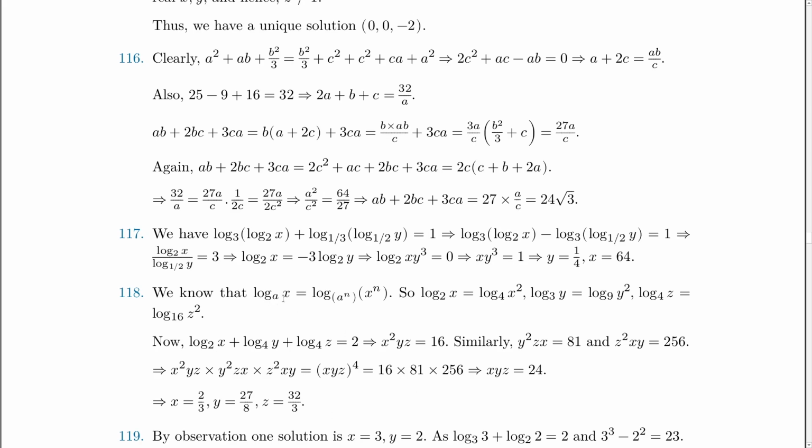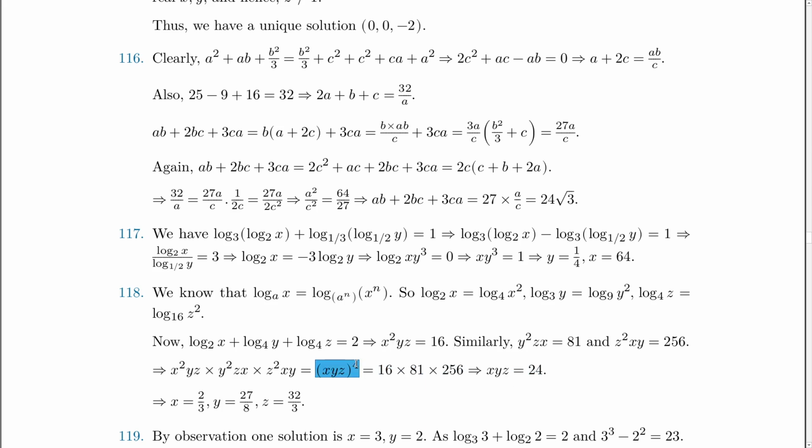We know that log of x with base a is equal to log of x to the power n with base a to the power n. So we can write that log of x with base 2 is equal to log of x square with base 4, log of y with base 3 is equal to log of y square with base 9, and log of z with base 4 is equal to log of z square with base 16. So from the first equation, we have x square yz is equal to 16, and from the second, we have y square zx is equal to 81, and from the third, we have 256. So multiply all those, we get xyz to the power 4 is equal to 24. Okay. So we have 16, 81, and 256.